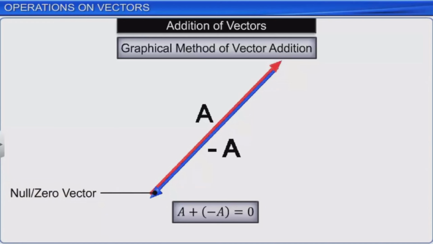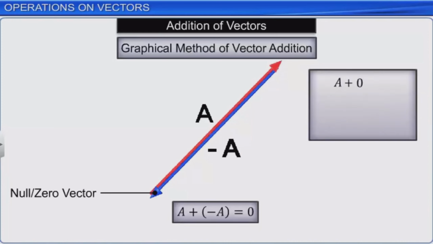Various operations with a null vector are: a plus 0 is equal to a, lambda 0 is equal to 0, and 0a is equal to 0. Let's discuss the physical meaning of a null vector.